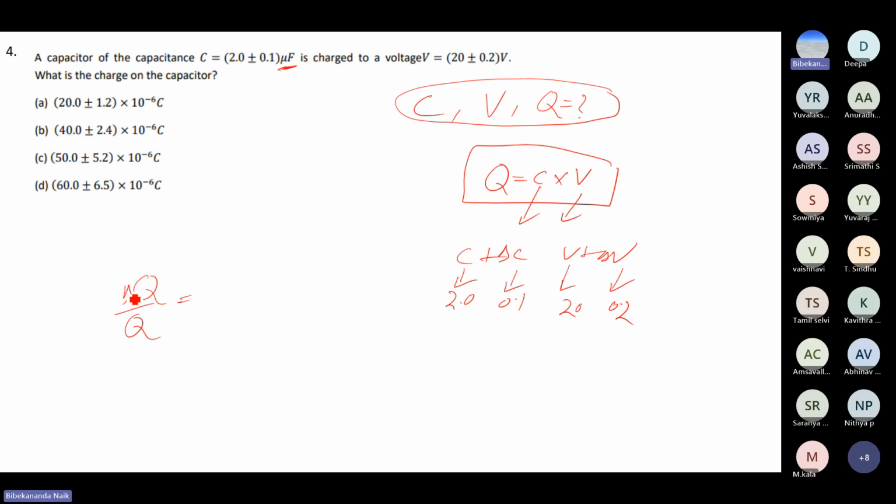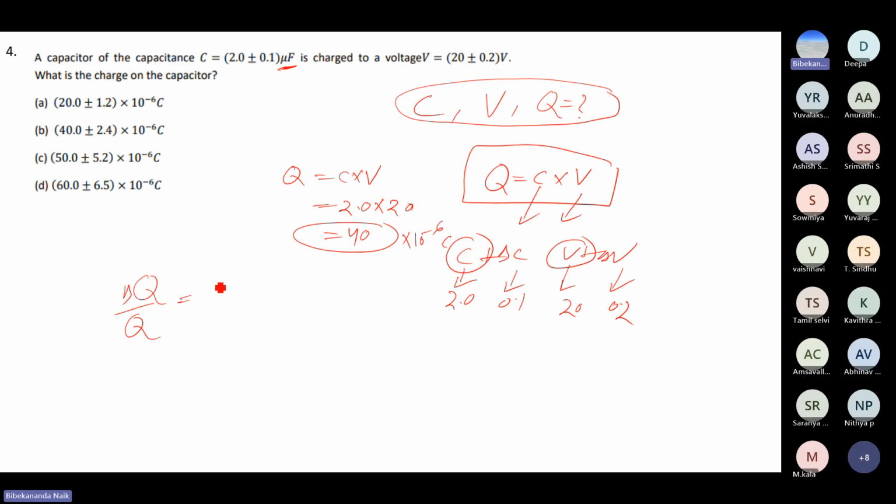So let's solve. Since Q equals CV, the best estimated value we can directly calculate. This C is 2.0 and this V is 20. So this Q will be C into V directly, 2.0 into 20, which will be 40. If it is microfarad, it will be 40 into 10 to the power minus 6 coulomb. So this is Q. Now how will we calculate delta Q?